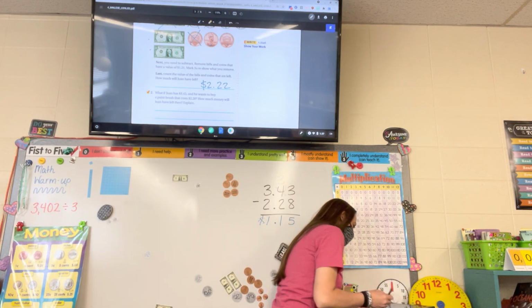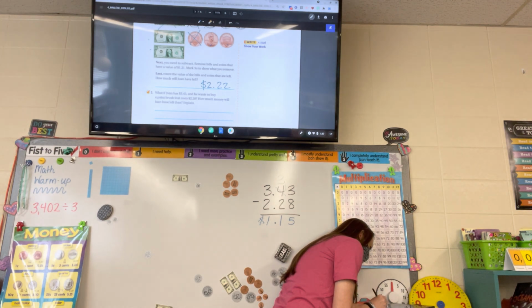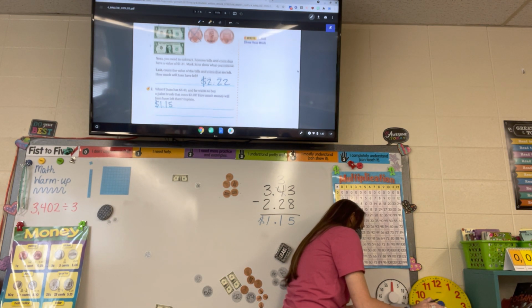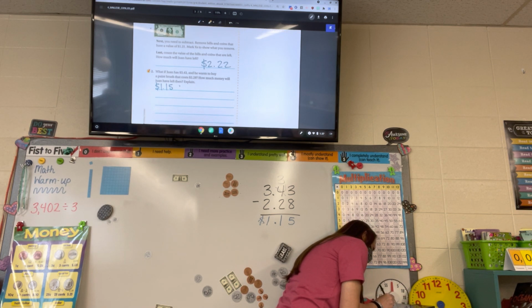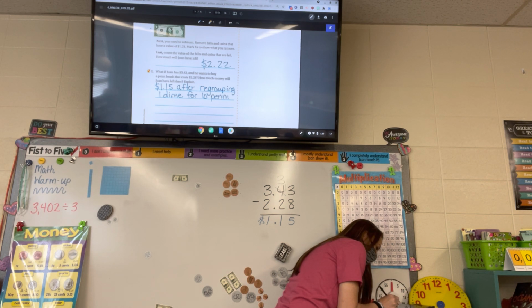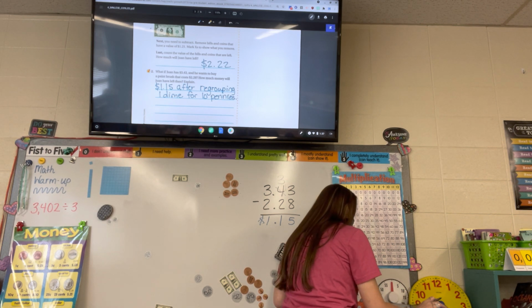Okay. So how much will we have left? $1.15. After regrouping, 1 dime for 10 pennies. And that's all we're gonna write on there.